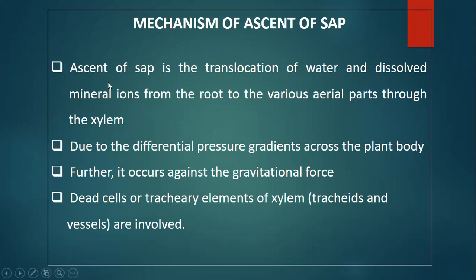which includes ascent of sap is the translocation of water and dissolved mineral ions from the root to the various parts of the plant body through the xylem. Due to the differential pressure gradients across the plant body, the ascent of sap takes place. Further, it occurs against the gravitational force. Well, the xylem dead cells, the trachea elements, namely tracheids and vessels, are involved in the ascent of sap.